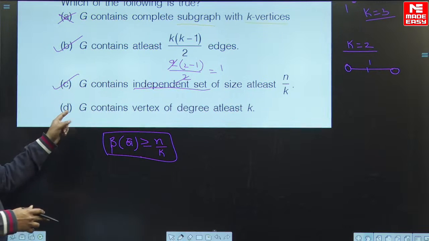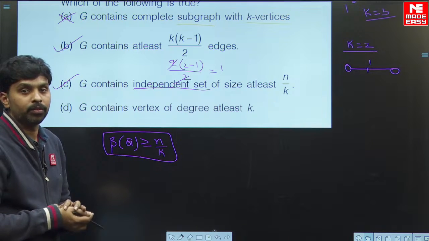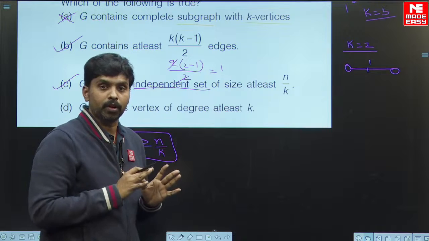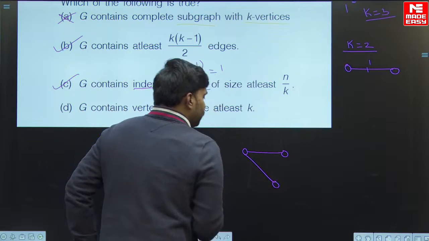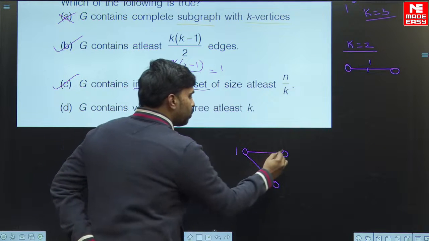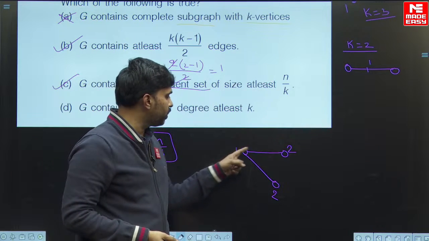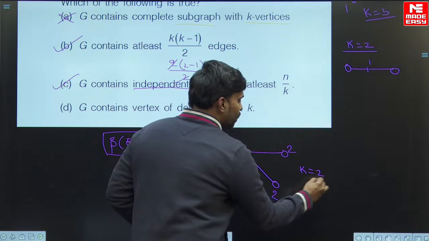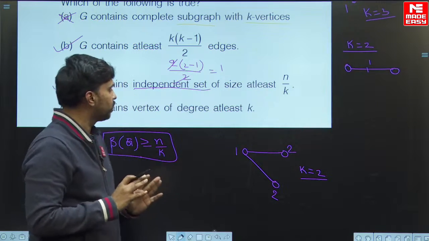Now, coming to the last one, G contains a vertex of degree at least k, he said. Here also, since it says at least, I take the minimum chromatic number. So I'll take a graph like this. Look, what is its chromatic number? If color 1 is assigned here, then this is 2, and this could also be color 2. So the chromatic number is 2 here. This is a simple graph I am taking with the minimum chromatic number, that is 2.